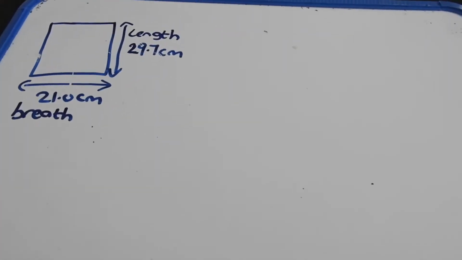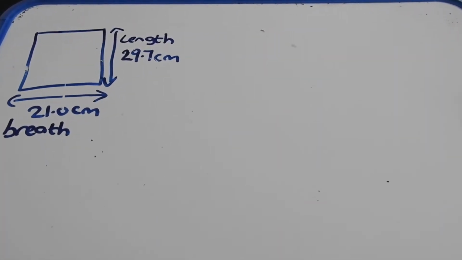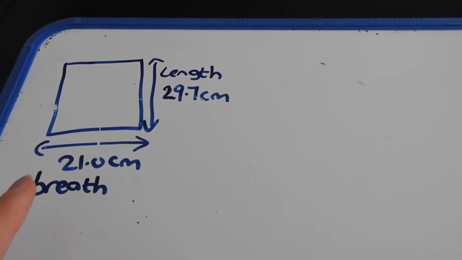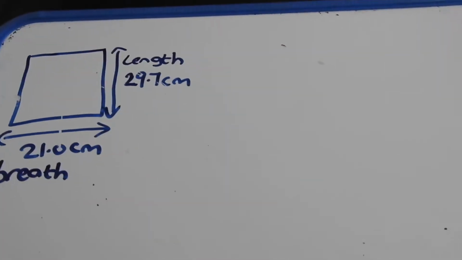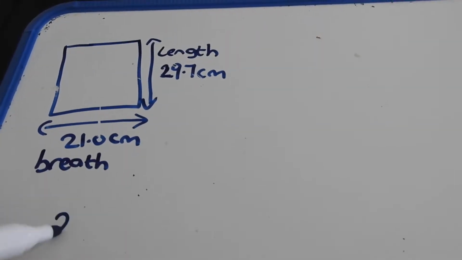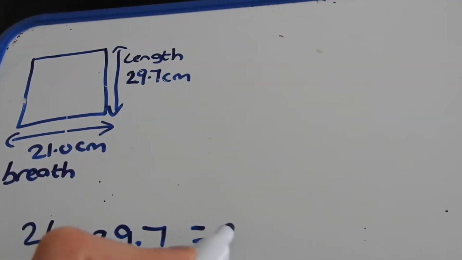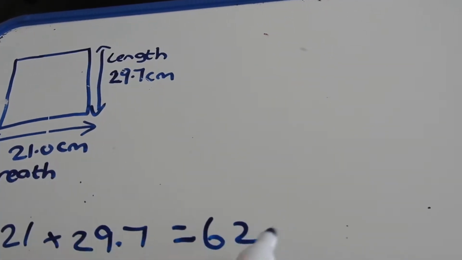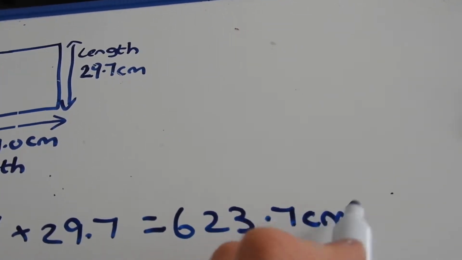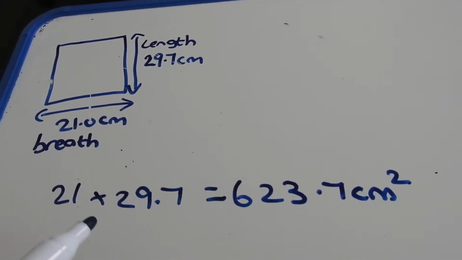Okay, the first one we're going to look at is the uncertainty when we're multiplying things together. One of the easiest things to do is to find the area of a page, where you use a ruler to find the length and breadth. The easiest thing is obviously to find the area, so you just multiply the length by the breadth, and that will give you an area of 623.7 centimeters squared. Now the next part is to find the uncertainty.